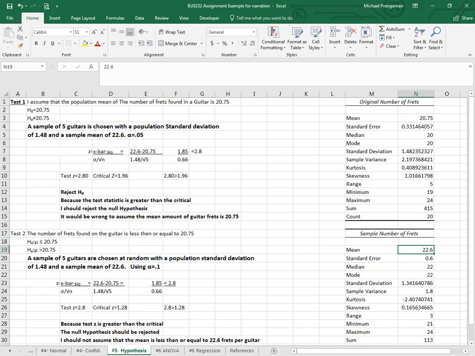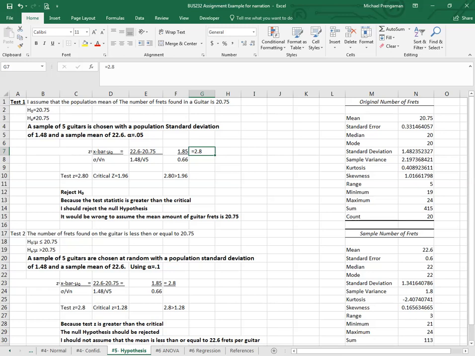To demonstrate your understanding, to calculate the z statistic, which is sample mean minus the hypothesized population mean over the standard deviation divided by the square root of the sample size. Calculating that, we find a z test value of 2.8.